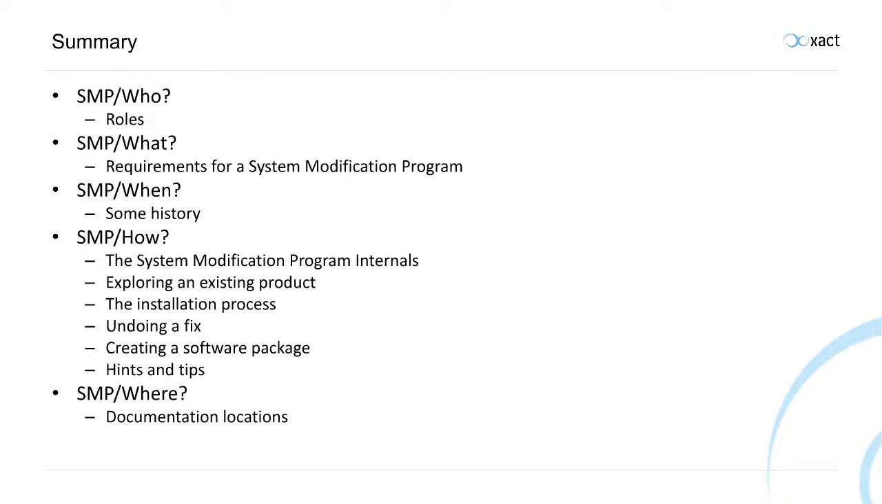To summarize this presentation, we have started with the roles in the system modification process and the requirements for a system modification program. In the first main part of the presentation we delved into SMP/E internals and went into details with the installation process as seen by the installer. The second main part discussed how to create a software package for SMP/E installation. We have had some hints and tips about frequent errors, and a list of documentation locations.